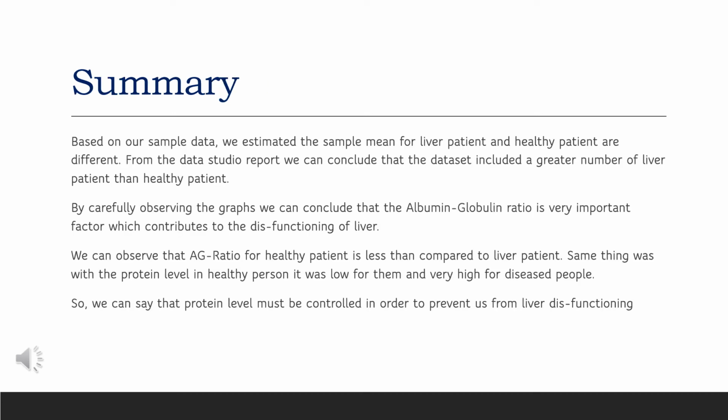Summary. Based on our sample data, we estimated the sample mean for liver patient and healthy patient. We have concluded what major difference is held by some important parameters like the albumin globulin ratio, which is a very important factor, as we have studied that it contributes directly to the dysfunctioning of the liver. We can observe that the AG ratio for healthy patients was less, and for liver patients it was more. So it can be concluded that if the AG ratio is more, then the person may have liver problems.